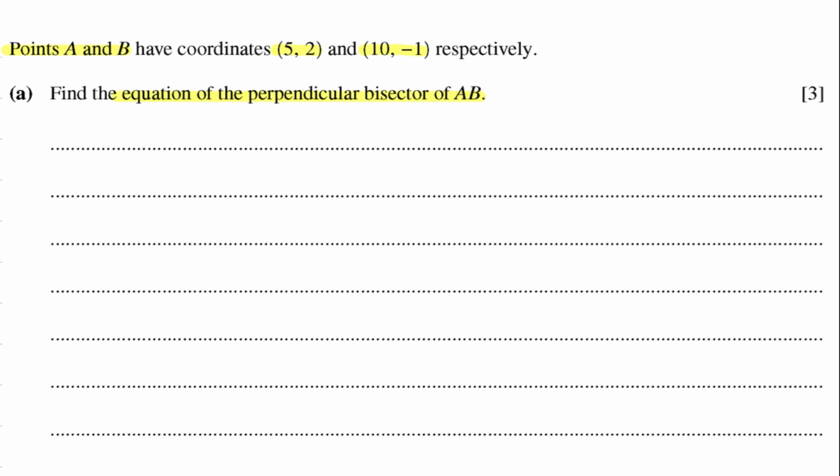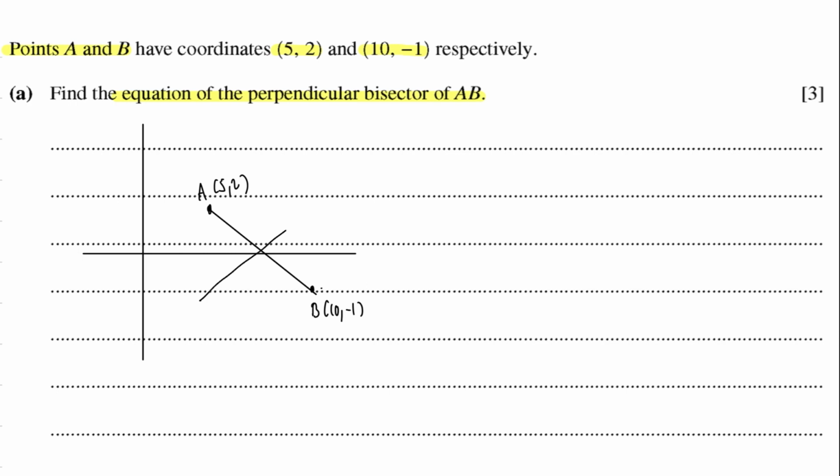So let's recall once again what a perpendicular bisector is. Let's say I have these coordinates, and then we have A (5, 2), maybe around here, and B is (10, -1), maybe around here, and then you take a straight line. This is our AB. The perpendicular bisector of AB is a line that passes through the midpoint of AB and also creates 90 degrees with AB. So this is our perpendicular bisector. It passes through the midpoint of AB.